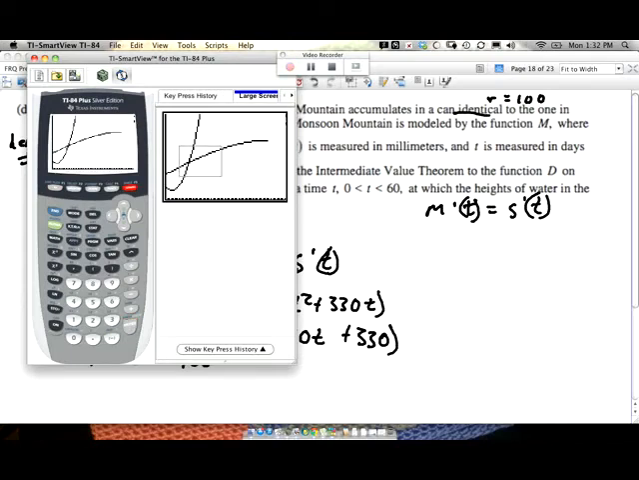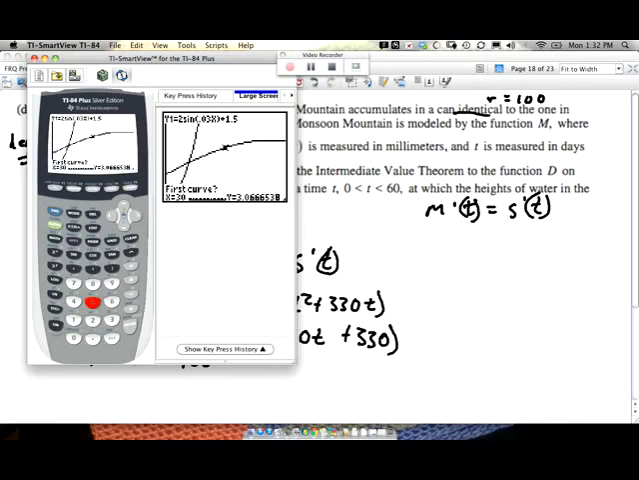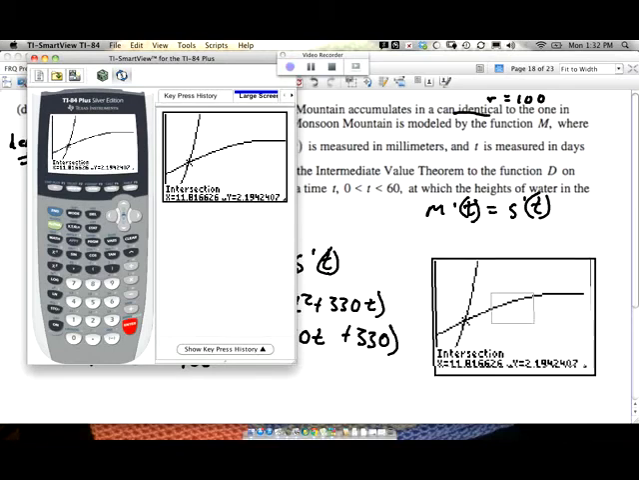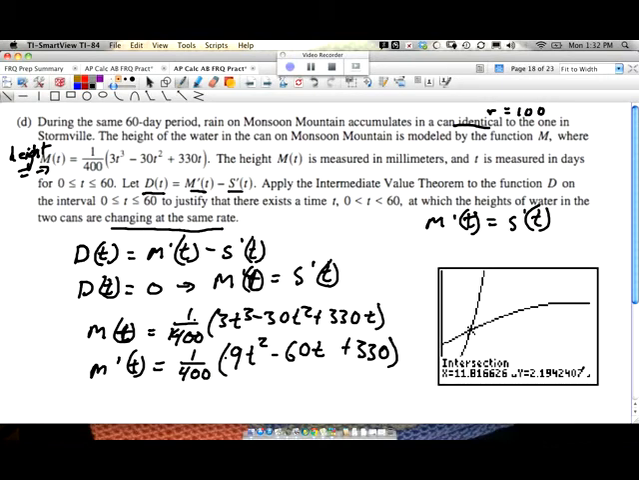We're trying to figure out when these two are the same, because this one starts out slower but then increases, and this one starts out faster but then doesn't go as fast later. So when do those intersect? Second, calculate, intersection, which is number 5. We just have to get close to that intersection on the first curve. That looks good. Enter, enter, enter. And it happens at, boom. Now, we know that that's given.